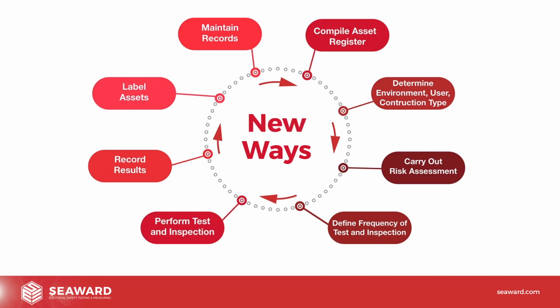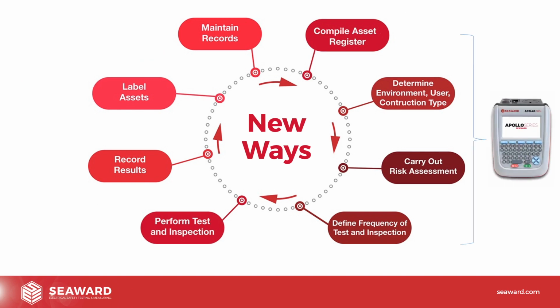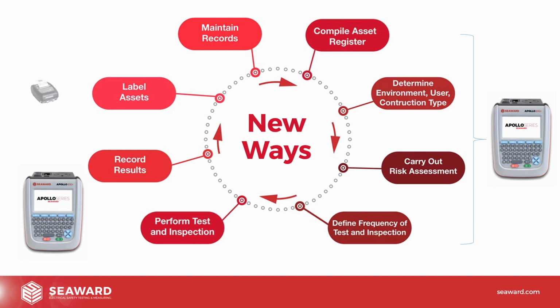So, the modern ways of doing this. All of these things you can do with our Apollo PAT Tester. As you go around and you type in the asset IDs, or it automatically increments the ID numbers, it's compiling your asset register, building that up inside the tester. You're putting in all of the various functions. You can use the tester to carry out risk assessments at an item by item level, and obviously that defines the frequencies. No surprise, we can use the PAT Tester to perform the PAT tests and record the results. So all of that lot is done by the PAT Tester.